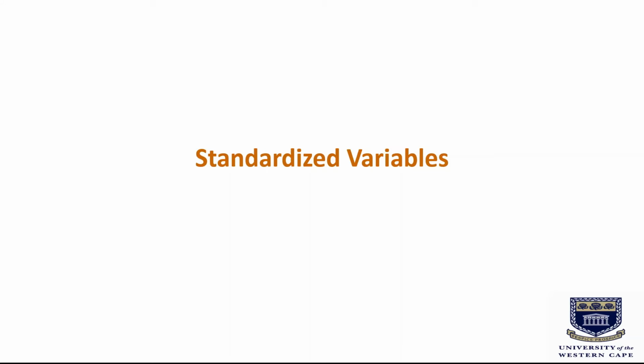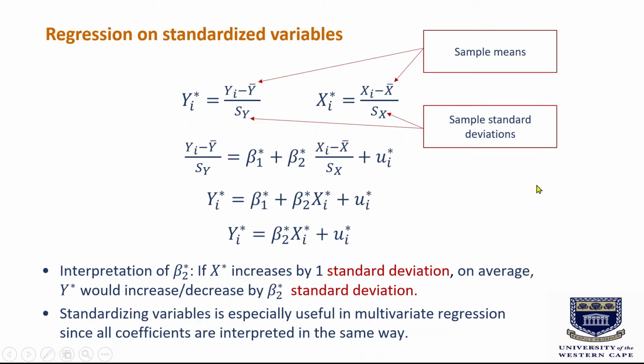Hi, so the next topic we'll deal with is standardized variables. This can be very useful in regression. Standardized variables are things that you're somewhat familiar with, right? You've used this routinely when you looked at probabilities using the standard normal table. A standardized variable is just the value of the variable minus its mean divided by its standard deviation, okay?